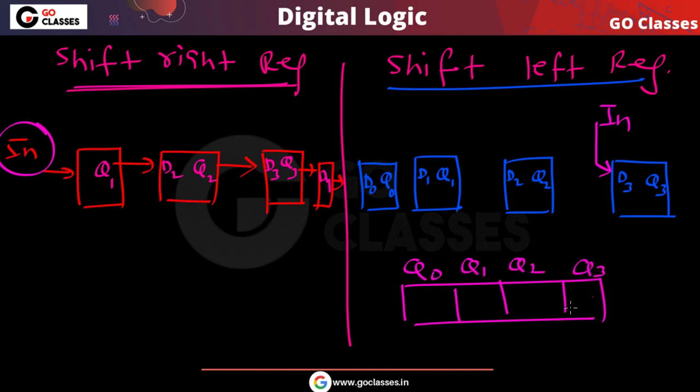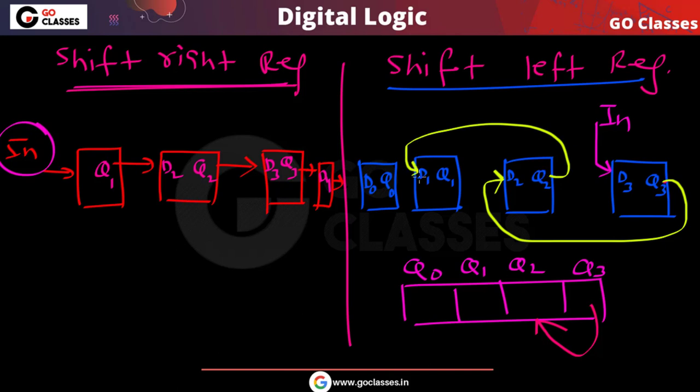So what we want to do is that the output of this should be connected to the input of this. If you focus here, this output must be connected to this input, correct? And similarly this output must be connected to this input, and similarly this output must be connected to this input. This type of situation will give you a shift left register.